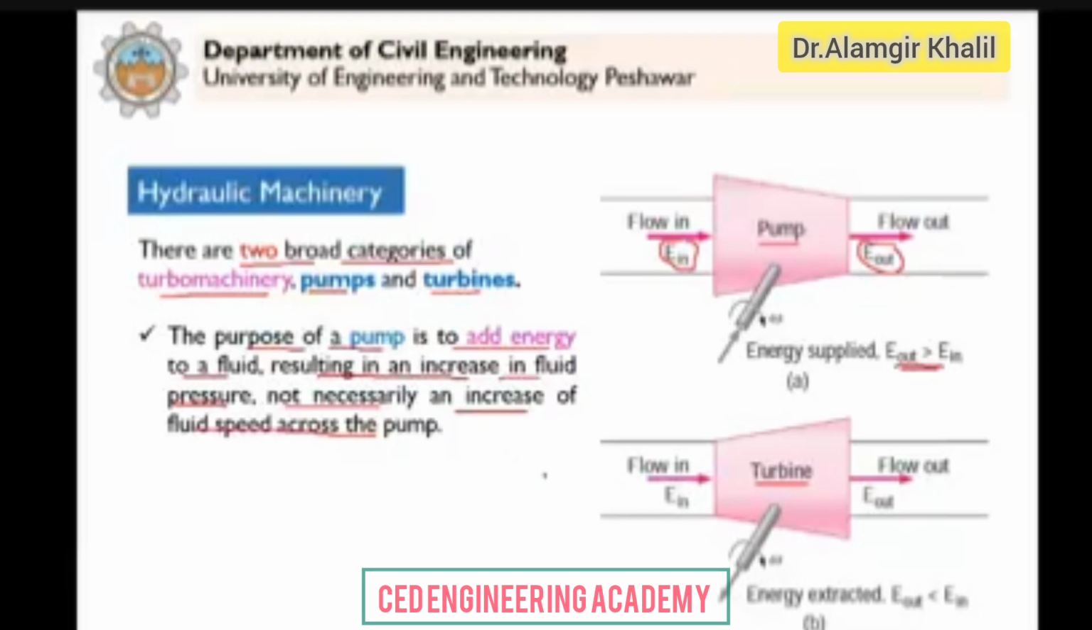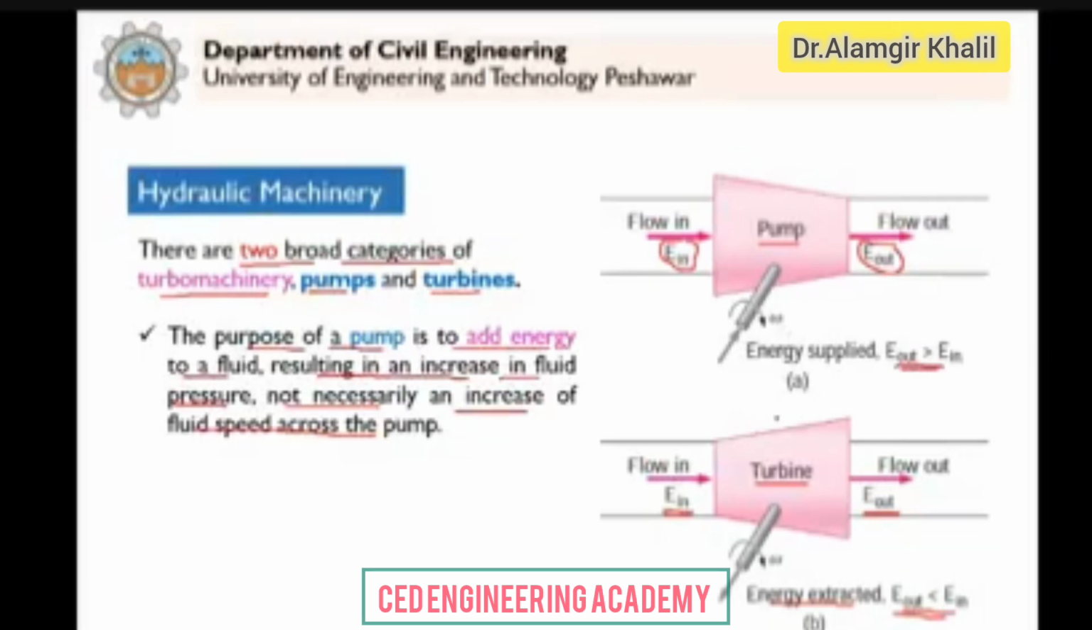On the other side, the turbine, it takes the energy, or we can say that turbine extracts the energy from a moving fluid. So a turbine extracts energy from a fluid. It means that the fluid enters into a turbine, and after it passes through the turbine, the outflow energy will be less than the inflow energy. So because the energy is extracted, that's why you see that the outflow energy in case of turbine is less than the inflow energy of the fluid.